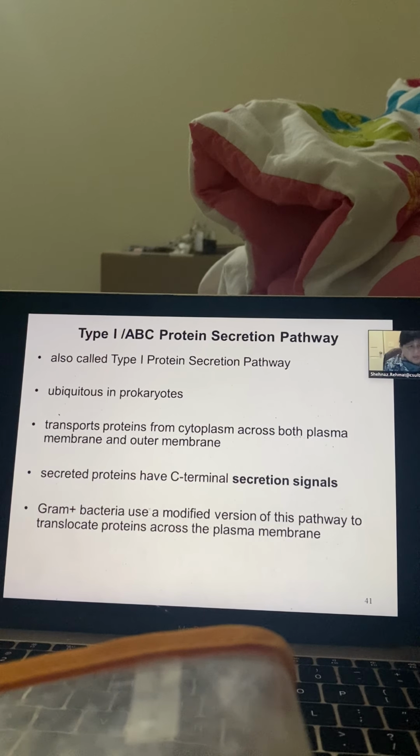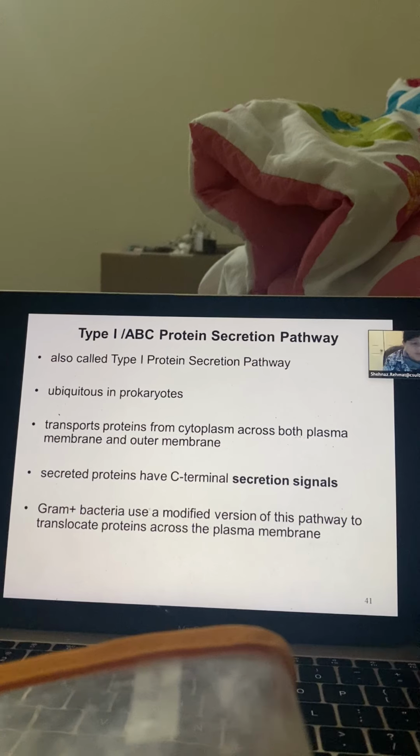So this type is also called the type 1 protein secretion pathway. This is found in prokaryotes, quite common. And it transports proteins from cytoplasm across both the plasma membrane and the outer membrane. So it is actually a combination where this mechanism will transport proteins across both the membranes. In this case, if the protein is a secreted protein, it will also have another signal, which is called the secretion signal, in its C-terminal. So remember, the leader signal is in the N-terminal end of the protein, while the secretion signal is in the C terminal of the protein.